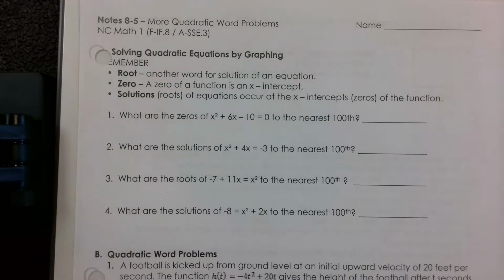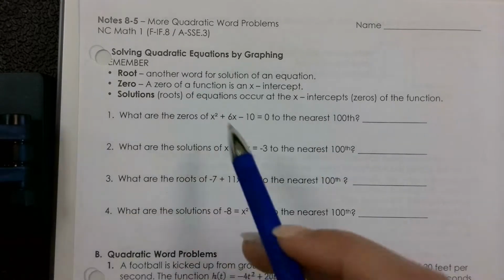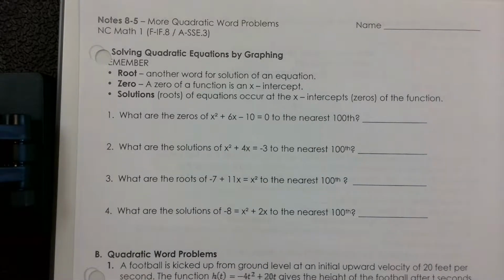Alright, so we're doing more of the same stuff from yesterday. So this top part is just reminding you that anytime it asks you for solutions, root zeros, x-intercepts, they're all the same thing, right? So all those mean the same thing. They want you to find where you cross the x-axis, yes? And we did that in your calculator yesterday.